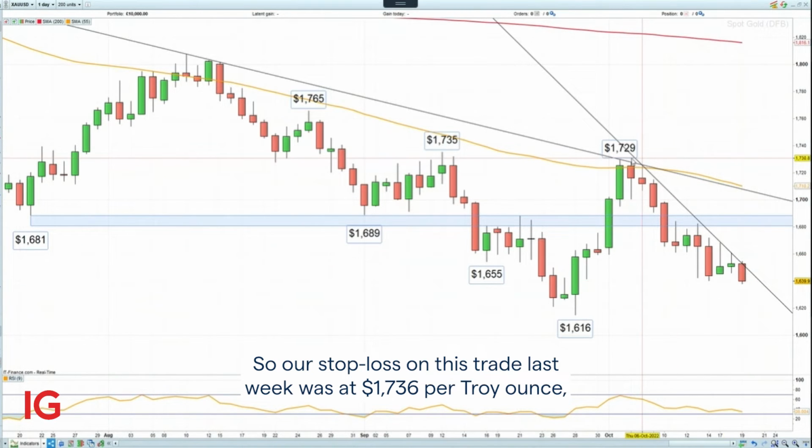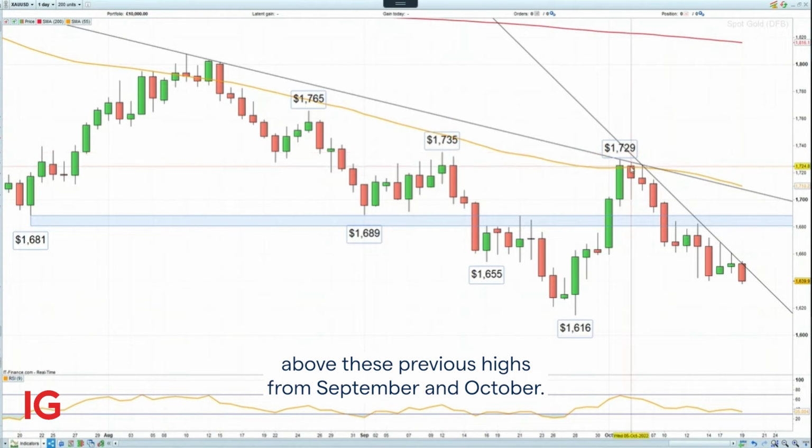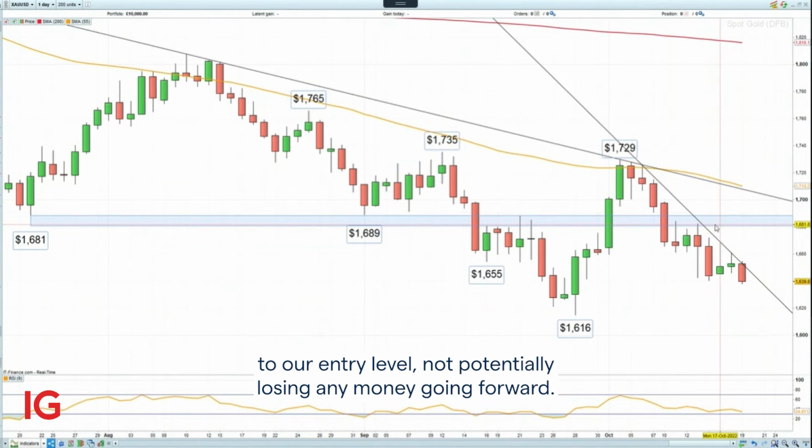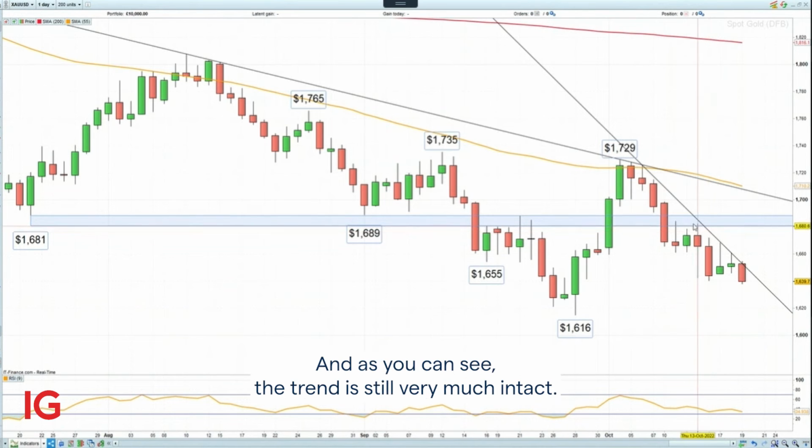So our stop loss on this trade last week was at $1,736 per troy ounce, above these previous highs from September and October. So now what we would do is move those stop losses all the way down to our entry level, not potentially losing any money going forward. And as you can see, the trend is still very much intact.